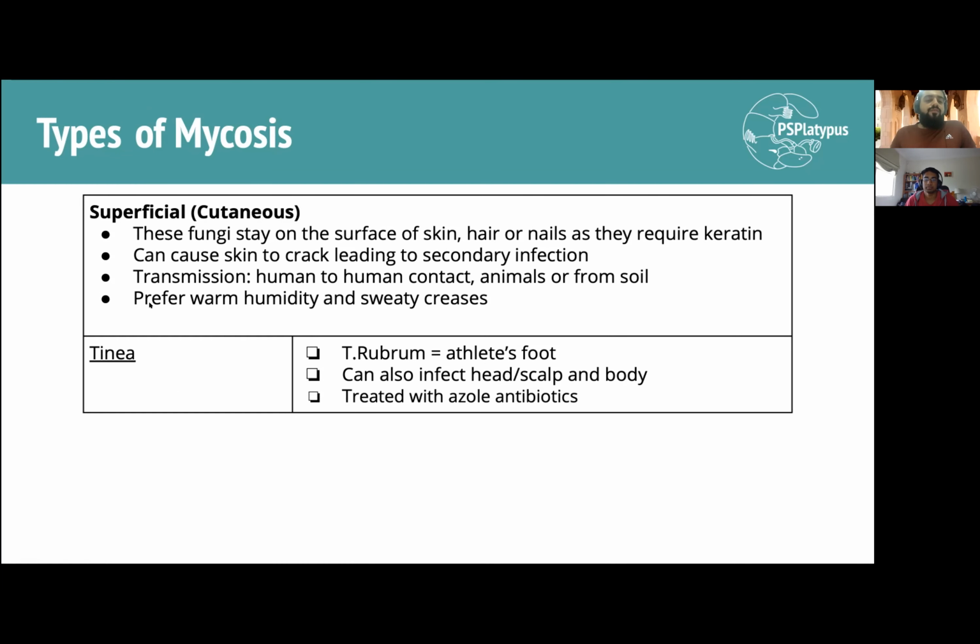So, types of mycosis or fungal diseases. We have firstly superficial or cutaneous mycosis. This is the type of disease where fungi stay on the surface of the skin, hair, or nails, and they require keratin. They can cause skin to crack, leading to secondary infection. They can transmit from human to human contact, animals, or from soil.